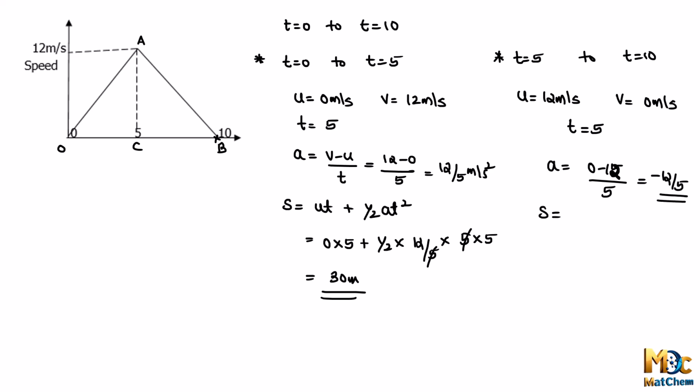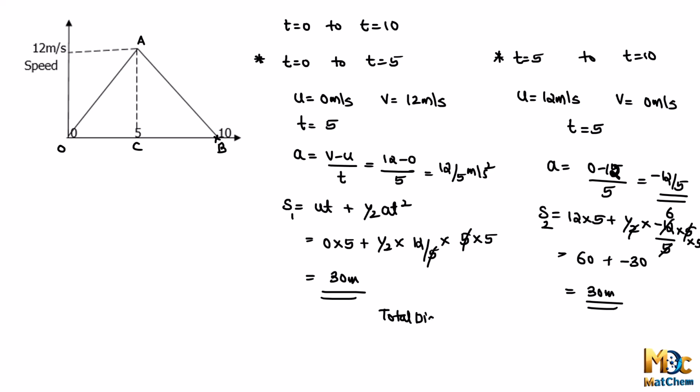Therefore, s is equal to ut plus half at squared. The value of u is 12, into time 5, plus half into acceleration minus 12 by 5 into t squared, that is 5 into 5. The 5 and 5 get cancelled. Remaining 12 into 5 is 60, plus 1 by 2 and 12 cancel, you will get 6 here. 5 into 6 is minus 30. So 60 minus 30 equals 30 meter. If this is S1 and this is S2, the total distance covered is S1 plus S2, that is 30 plus 30 equals 60 meter. This is the way in which you can calculate it by using the equation.